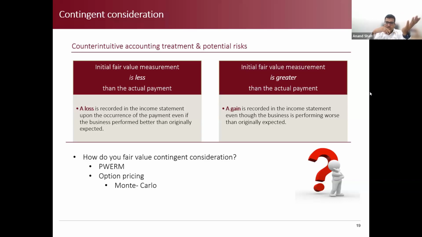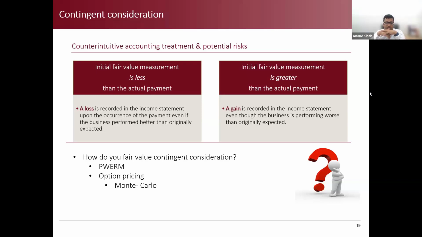So, it's very counterintuitive. Similarly, if I had overvalued my contingent consideration and I end up paying a lower amount because the company didn't perform as well as I thought it would, that will end up with you booking a gain in your income statement. So it looks very odd.